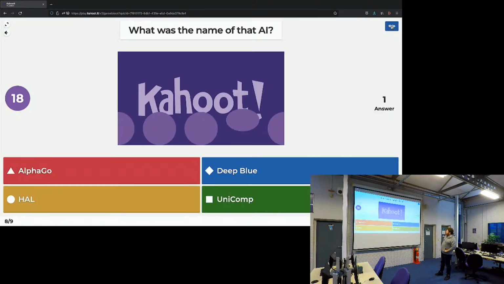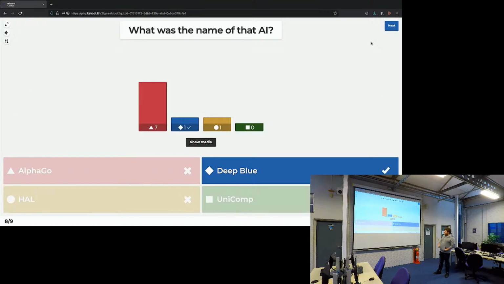What was the name of that AI that beat the chess grandmaster? I believe it was Garry Kasparov. Well done to whoever got that right. Deep Blue was the AI that beat the chess grandmaster back in, I believe it was the very late 90s. AlphaGo is another AI, and we'll talk about that again later. That is the one that was developed by Google DeepMind, and that's the one that beat the Go grandmaster about 3 or 4 years ago.